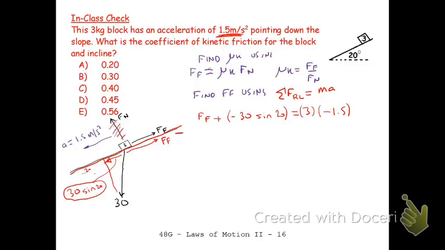You just decided that that was a positive direction because you had a positive FF, and you decided that was the negative direction because you have minus 30 sine 20. So that means the acceleration must be negative, and there's the mistake that most people will, if they're going to make a mistake, they'll fall into that mistake.